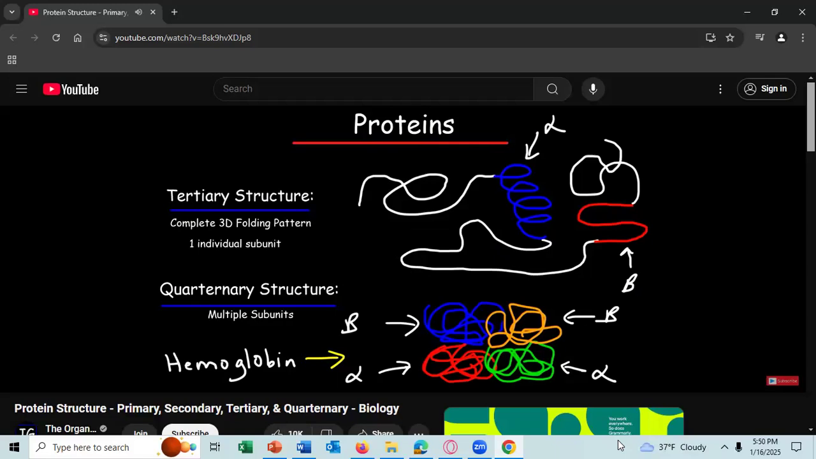Now, the tertiary structure is one individual subunit. When you combine multiple subunits, you create a quaternary structure. So hemoglobin is an example of that. It has 4 individual subunits, 2 alpha subunits and 2 beta subunits. So hemoglobin is a protein with a quaternary structure. And so that's basically it for this video. Hopefully it gave you a basic understanding of proteins and the 4 levels of structure that they have.